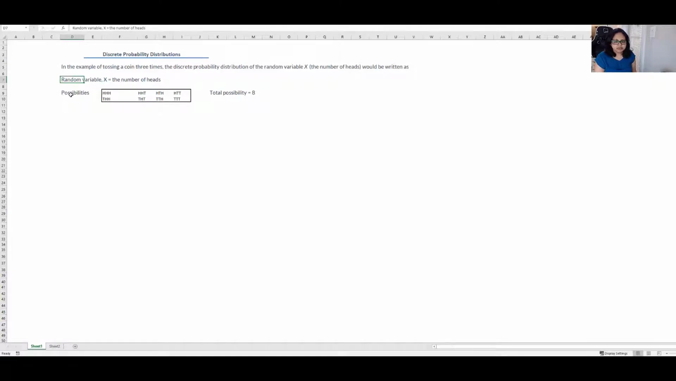The possibilities we have, you can see I wrote down all the possibilities. You can draw the tree diagram I showed you before. And then from there you can see we could have head, head, head, or tail, tail, tail, or head, tail, tail. That means there are 8 possibilities we have.